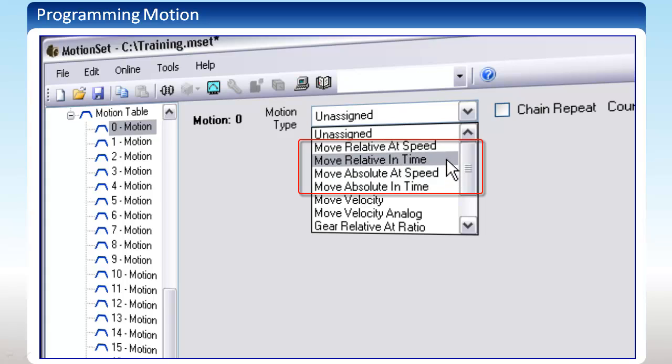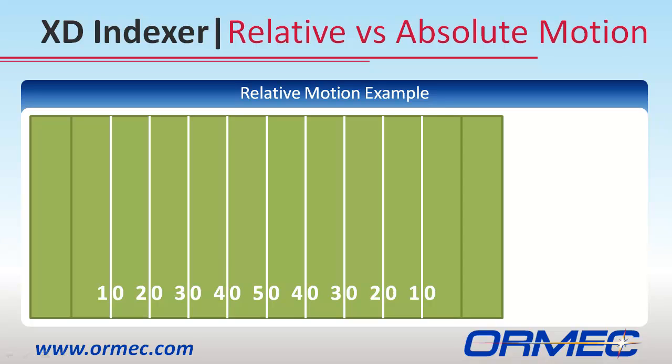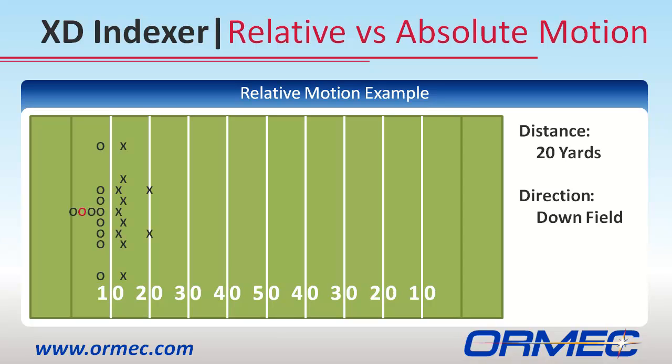Let's talk for a minute about the difference between relative and absolute motion. Relative motion specifies a distance and direction. For example, let's say the quarterback of a football team commands the running back to carry the ball 20 yards downfield. If the line of scrimmage is at the 10-yard line, the running back would move the ball to the 30-yard line. This is a relative command, meaning, relative to where we are now, run 20 yards downfield. Because this command is relative, it can be executed over and over again, and he will continue to progress down the field 20 yards at a time.